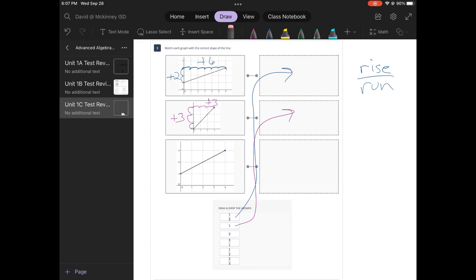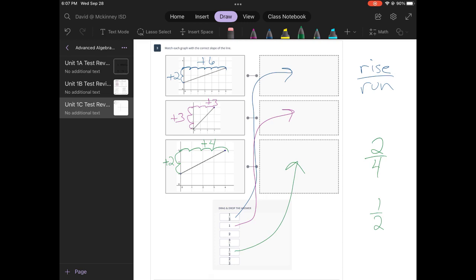For my final graph, I'm going to do something very similar. I'm going to start at my lower point. I will rise 2 in the positive direction and run 4 in the positive direction. That means I have a 2 over a 4. 2 over 4 reduces to 1 over 2. I look down, I see a 1 over 2, and I will plug that in.